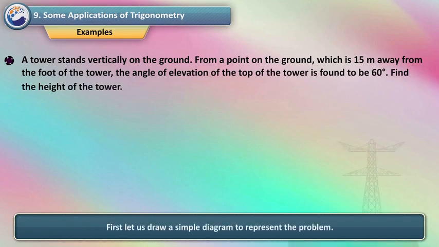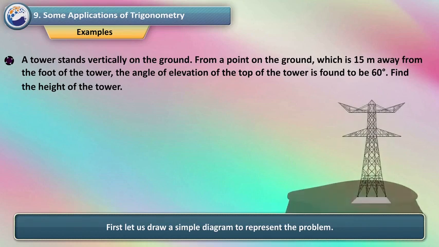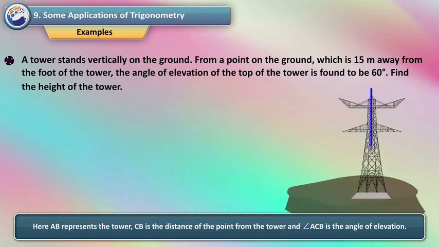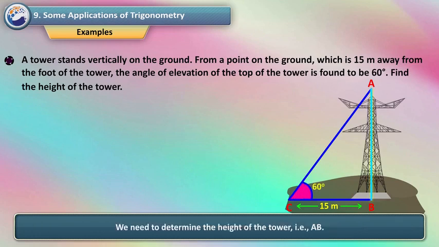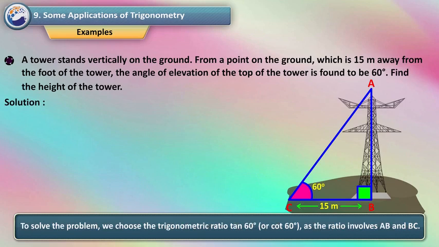Solution. First, let us draw a simple diagram to represent the problem. Here, AB represents the tower, CB is the distance of the point from the tower, and angle ACB is the angle of elevation. We need to determine the height of the tower, that is, AB. Also, ACB is a triangle, right-angled at B. To solve the problem, we choose the trigonometric ratio tan 60 degrees or cot 60 degrees, as the ratio involves AB and BC.